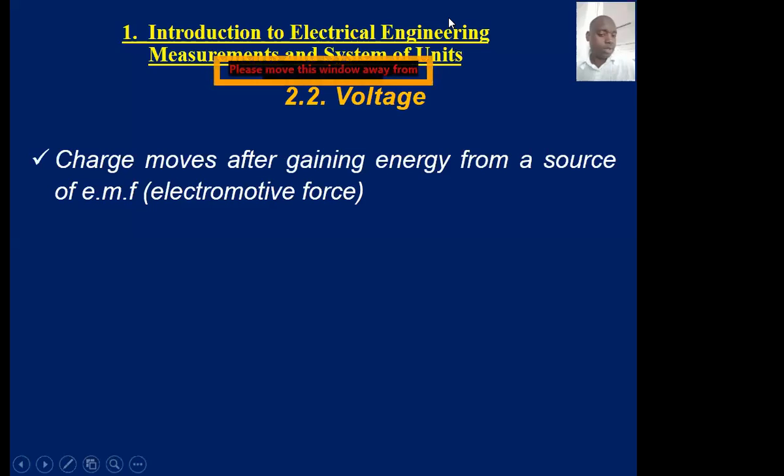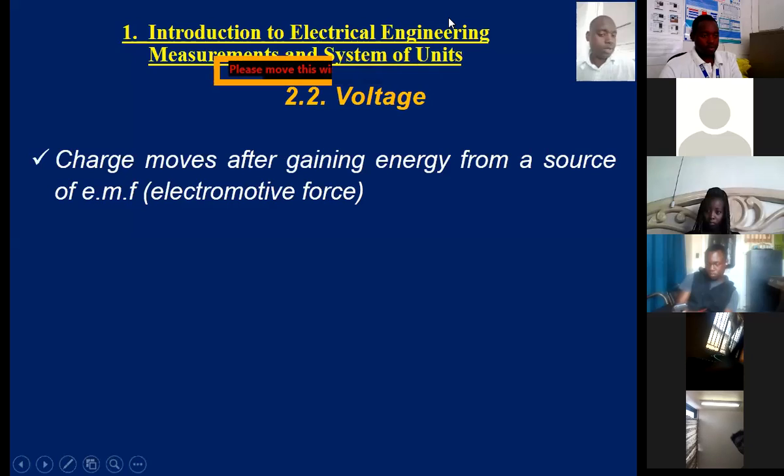Can you mute your audio? Can you mute your audio?